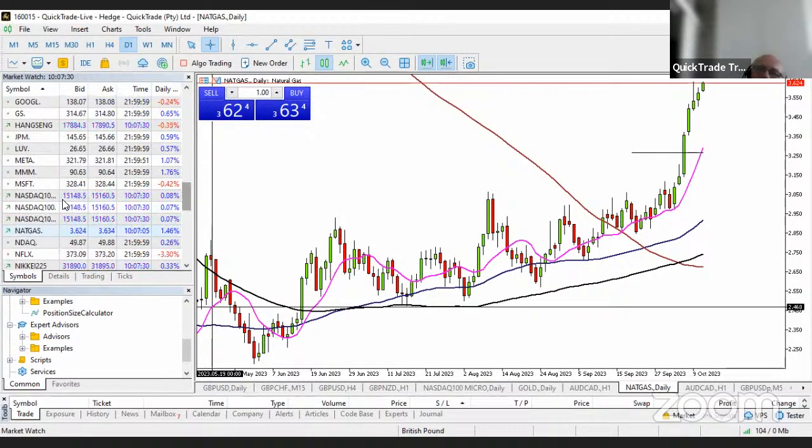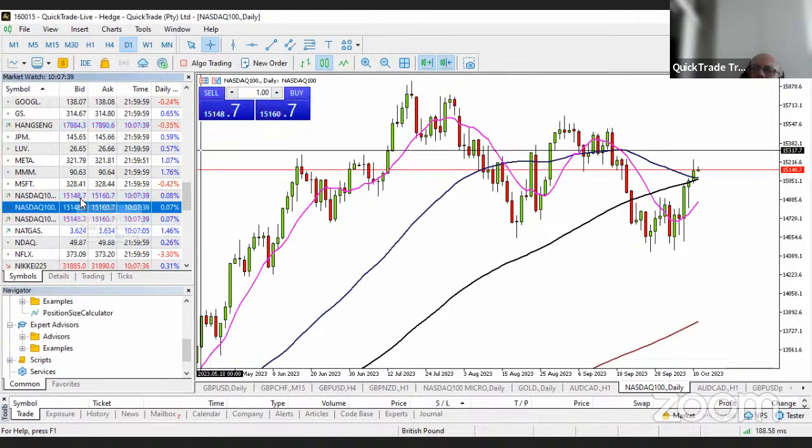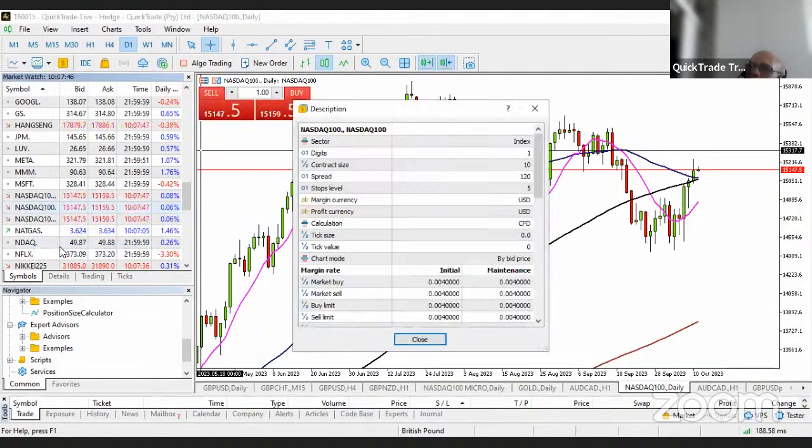What is the difference? Quite simply this. Let's take the normal Nasdaq, this one here. Let's just look at this, right? That's the normal NAS. It's exactly the same price as the other one. You can see that, exactly the same. What is the difference? You highlight it, you right click, and then you left click on specification. The contract value on this is 10. You see that? Contract value 10.